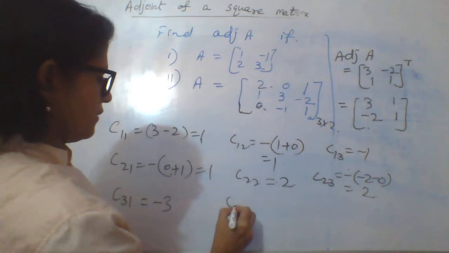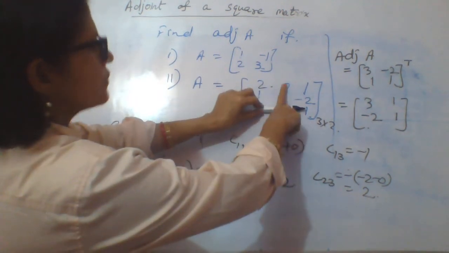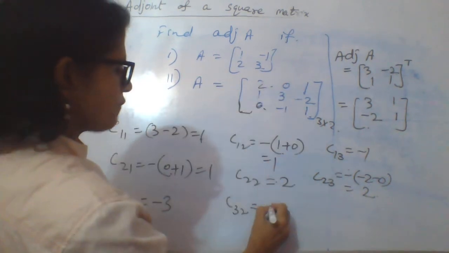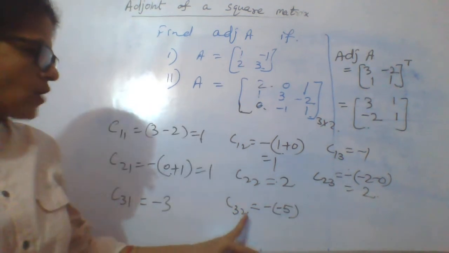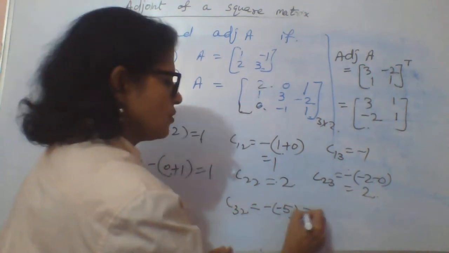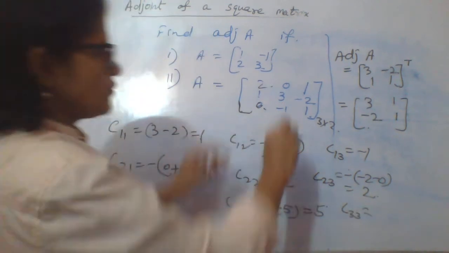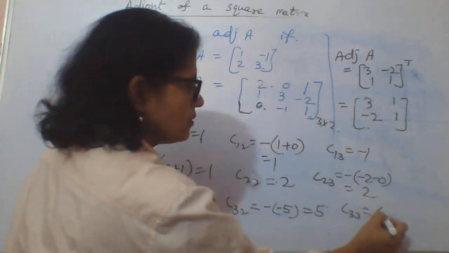You have tried C32, we are taking the third row. So 3, 2, so this is minus 4, minus 1, minus 5, and here it is minus of minus 5, because i plus j is odd. So you are getting 5 here. And your last, C33, this is 6 minus 0, 6.